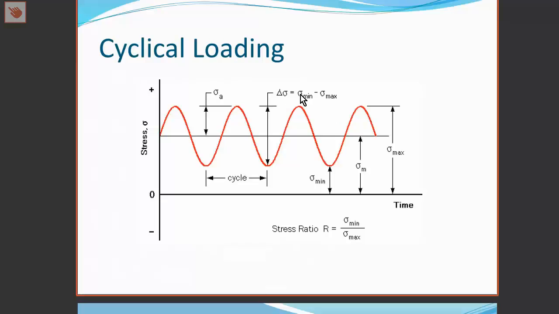We also have another parameter called sigma min or minus sigma max, or vice versa. We're just looking at the size of that, and this is the mean value, sigma mean. And here's the maximum value. We're going to look at a very simple loading which has 0 mean but varies about 0 mean with a certain amplitude.